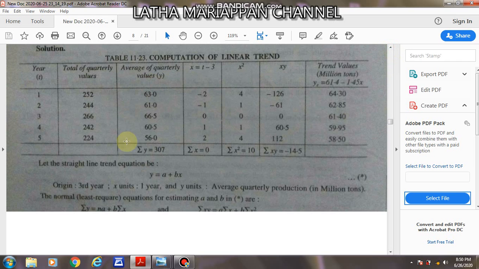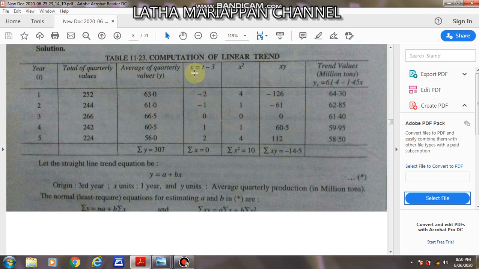So this value you have to take as y. Now what you need is the summation of y, no? Add this value. So if you add, you will get 307. Now we know the t value, and we got the y value. X we have to find out.